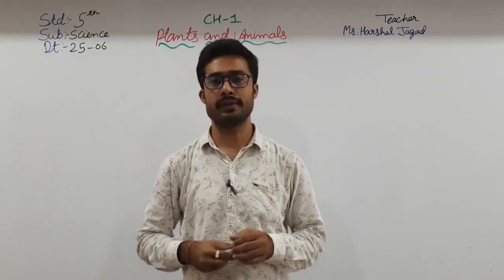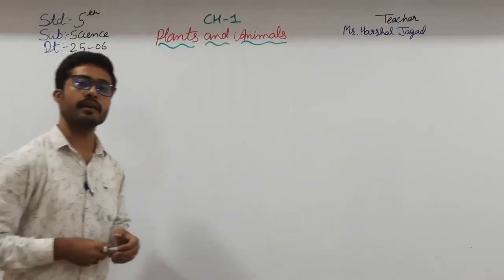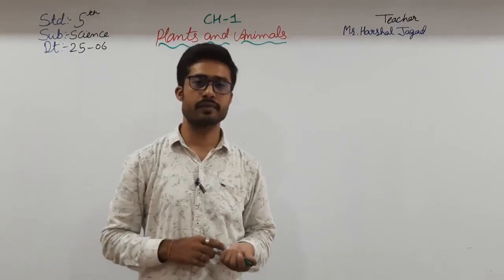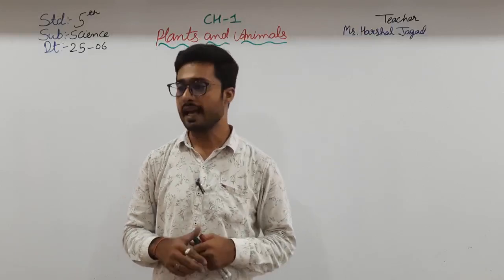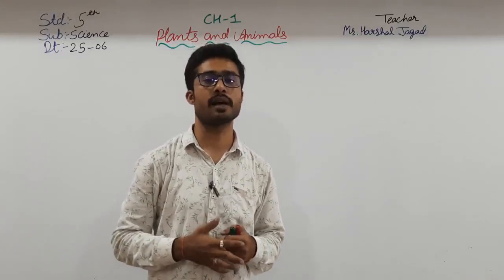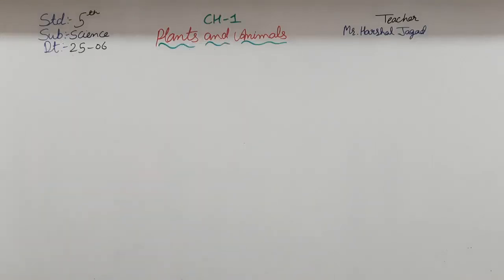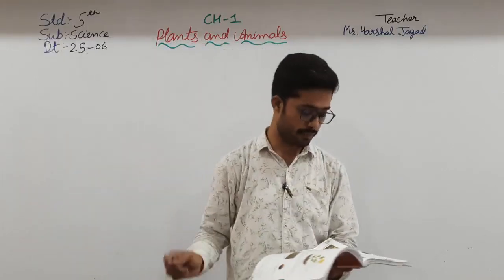So in the previous videos we have been going through chapter number 1, that is plants and animals. In that we have seen some of the common features of plants and animals and some differences between plants and animals, and after that we have seen the respiration and breathing process in plants and animals. Now we are moving forward to plants, respiration in the plants.